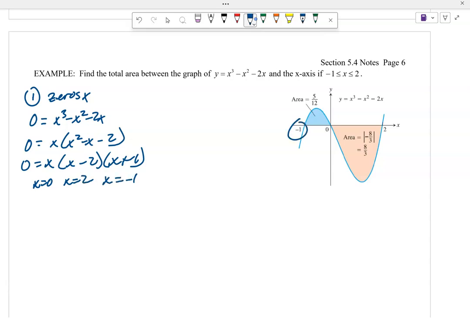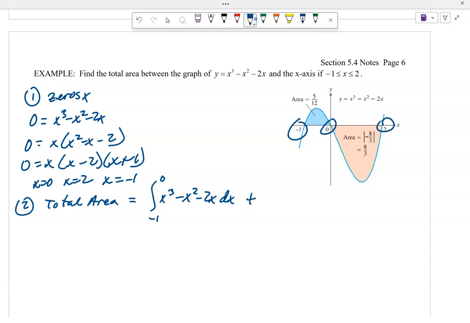So here it hits at negative 1, hits at 0, and it hits at an x value of 2. There's all my x-intercepts, right? And now the second thing is, if I'm finding the total area, then it would be from negative 1 to 0 of the function. This is going to give me a positive value. That'll be the area. That'll be fine.